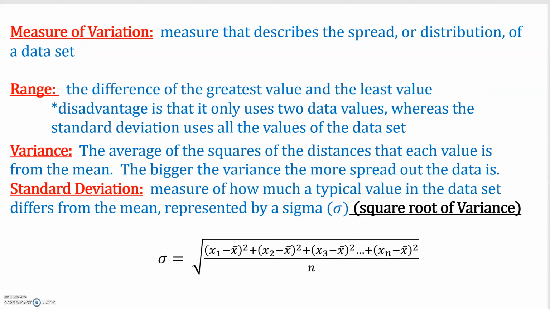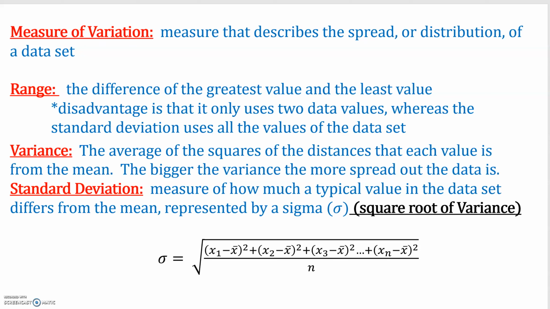Okay, your range is the difference between the greatest value and the least value. The disadvantage is that it only uses 2 data values, whereas standard deviation and variance, which we're going to talk about in a second, use the entire data set. So when you're looking at range, you're just looking at 2 values, the least and the greatest.